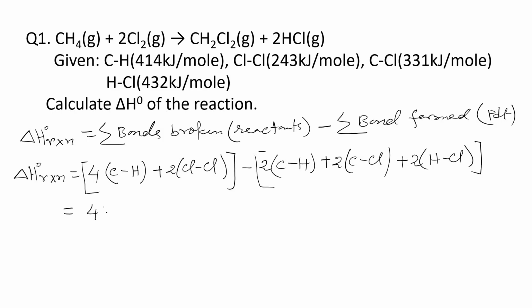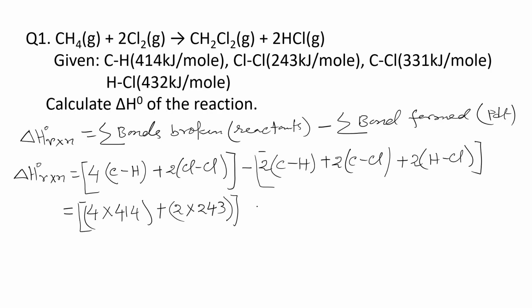So here 4 into carbon hydrogen bond enthalpy value, which is 414, right? Plus the chlorine value, how much is it? 243. So 2 into 243, all in kilojoules per mole, right?